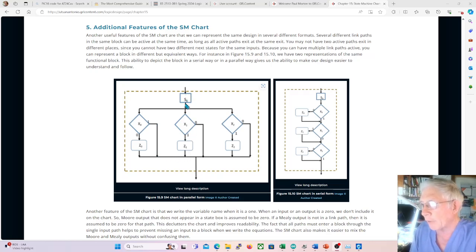Then you have a path active here, where x1 is 1, so we will have z1 equals 1, and it exits. And for x2, all three happen to be 1, so x2 is a 1, and now we also have a z2 Mealy output. So now we have z0 equals 0, z1 equals 1, z2 equals 1. But they all exit the same point.